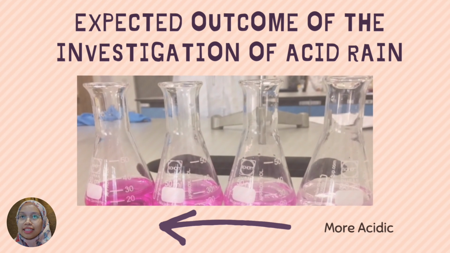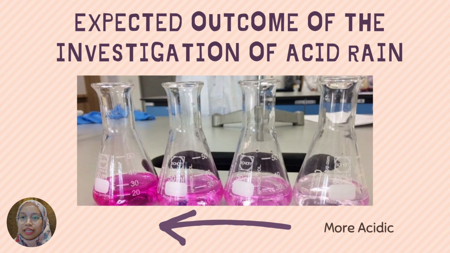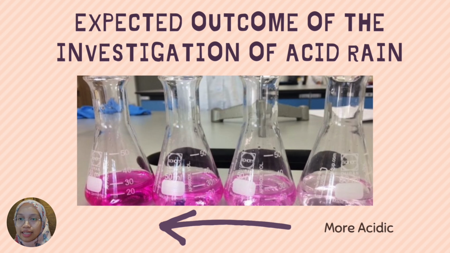And this is the expected outcome of the investigation of acid rain. The arrow shows from right to left. It shows that it's more acidic.